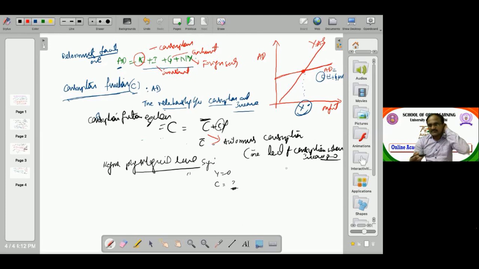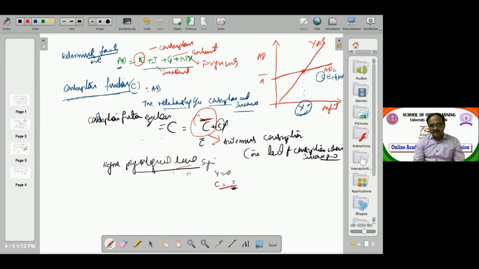Okay, what consumption is taking place? Even at zero income, there is some consumption taking place. That's why this is part of aggregate demand. So you can call it the Keynes psychological law. According to the Keynes psychological law, even when income is zero, there is some level of consumption taking place. So this is the autonomous consumption.